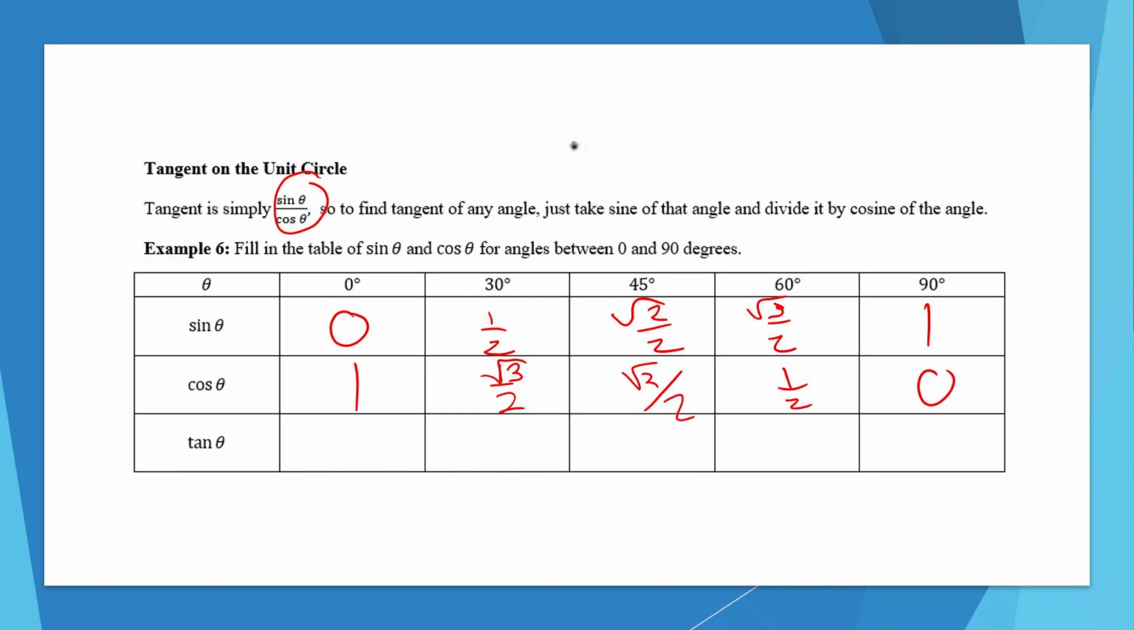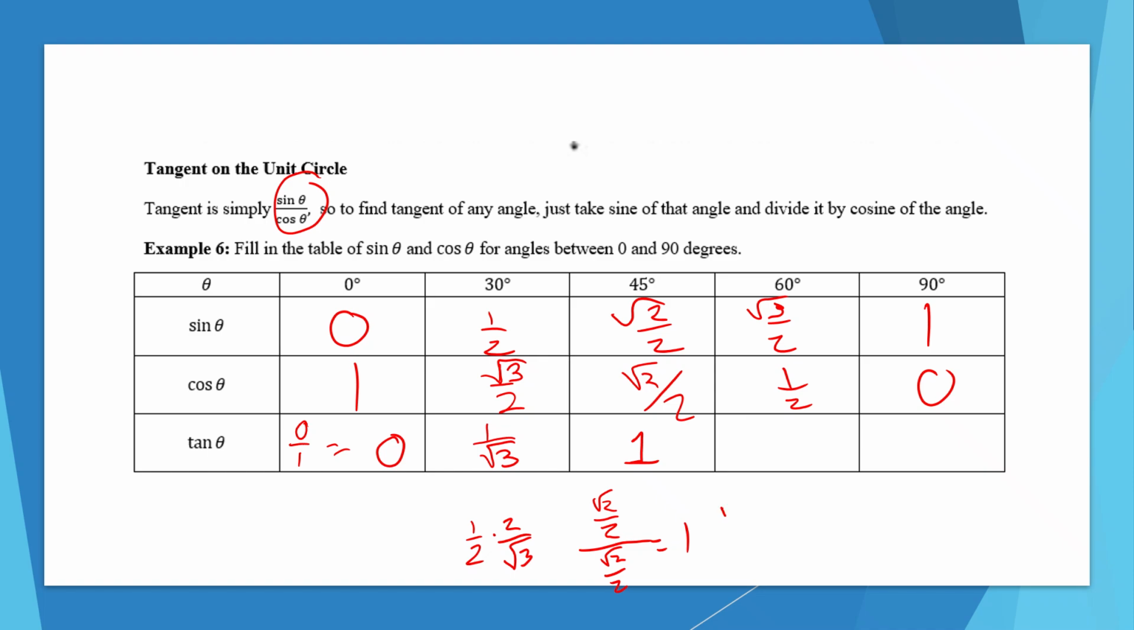And then tangent is just sine over cosine. So this is going to be sine over cosine, so 0 over 1 is just 0. Here you have sine, which is 1/2, over cosine, which is root 3 over 2. This becomes then 1/2 times 2 over root 3, which really just becomes 1 over root 3. So let me erase this and just simplify that. Here, this becomes root 2 over 2 over root 2 over 2. This just becomes 1 because they're the same number.